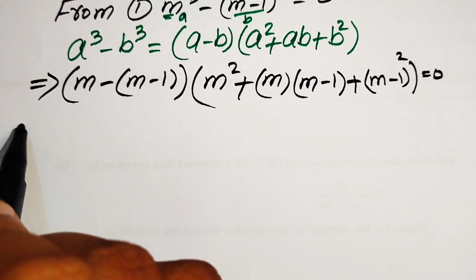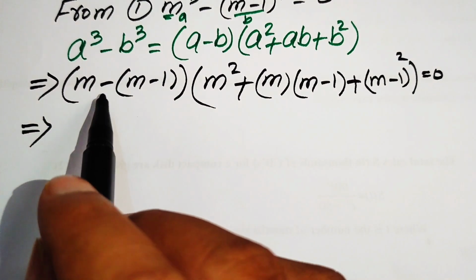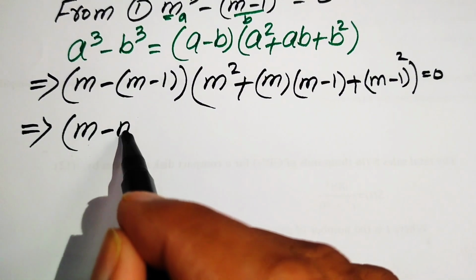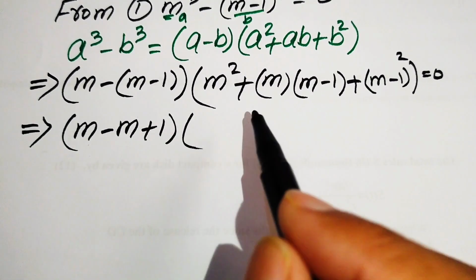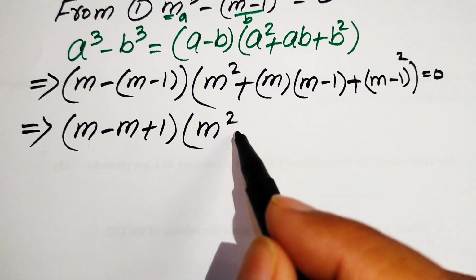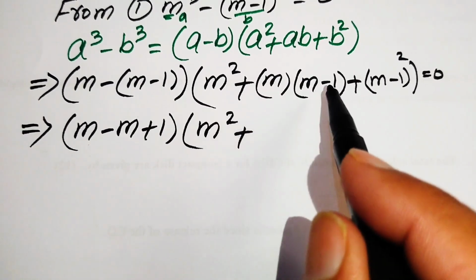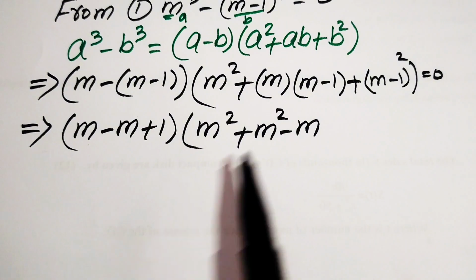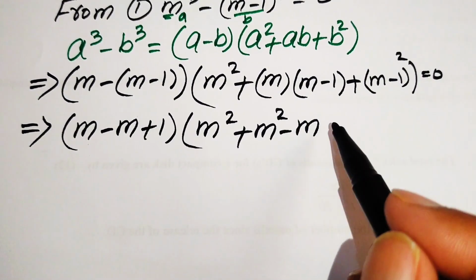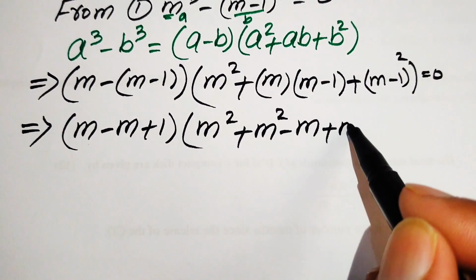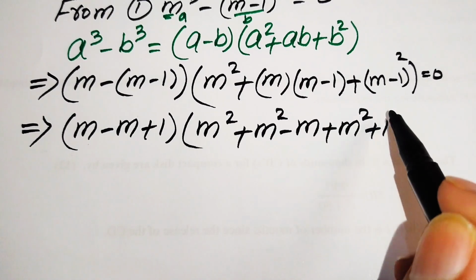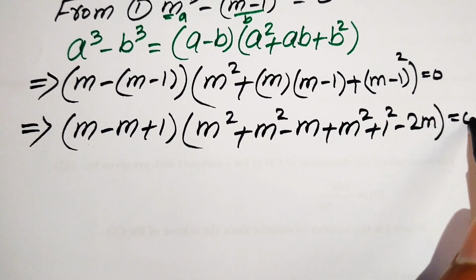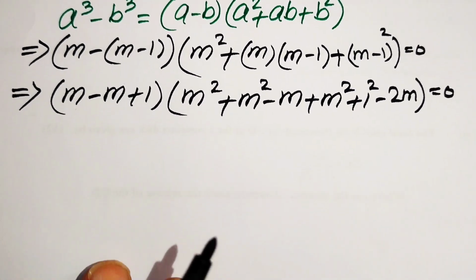In the next step we need a little bit of simplification. First we multiply the minus sign on both of these terms, and it will be written as m minus m plus 1, and here we have m square plus, multiplying this m on both of these terms, m square minus m. Now we open the square identity, and it will be written as m square plus 1 square minus 2 times m, and this whole equation equals 0.